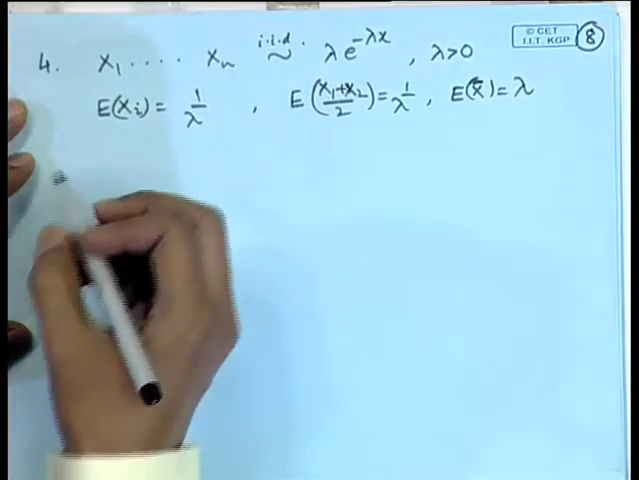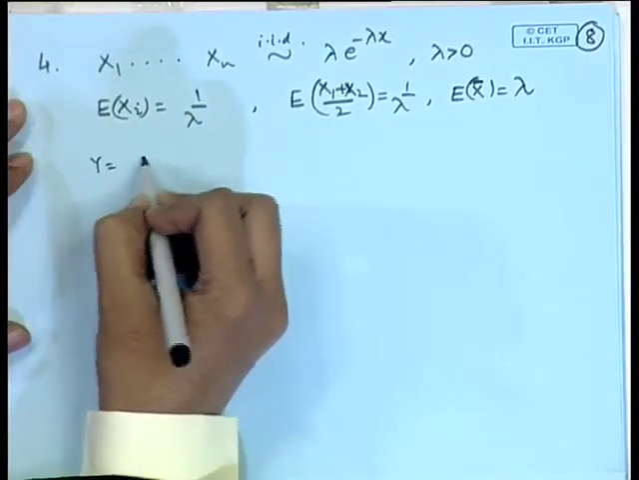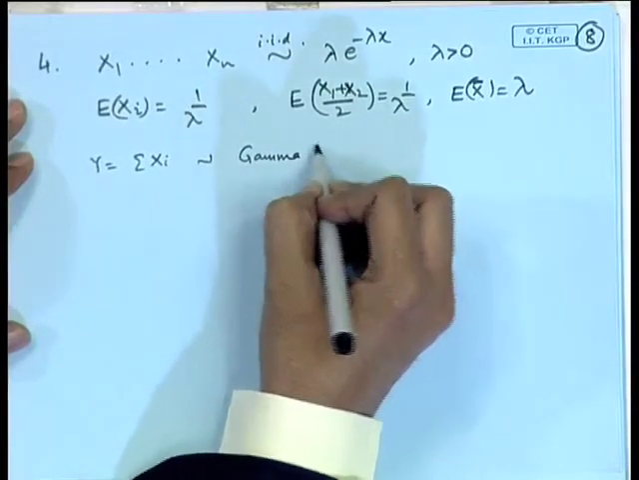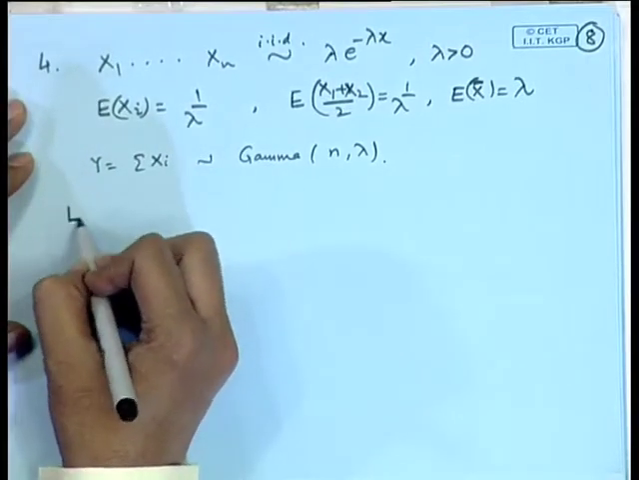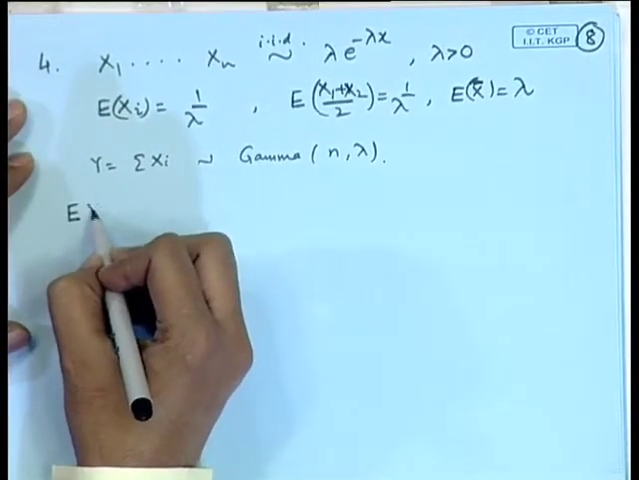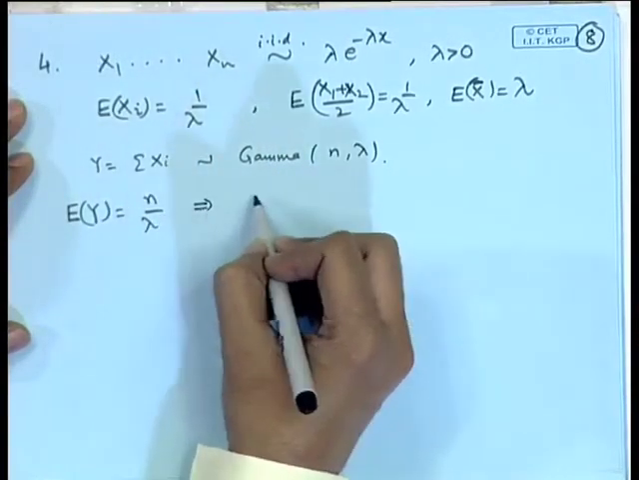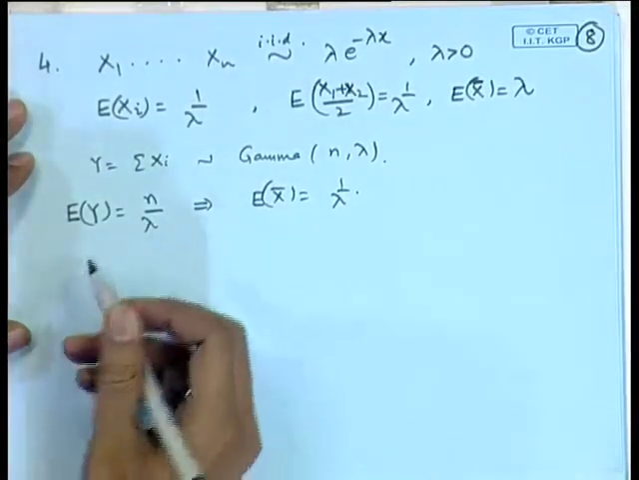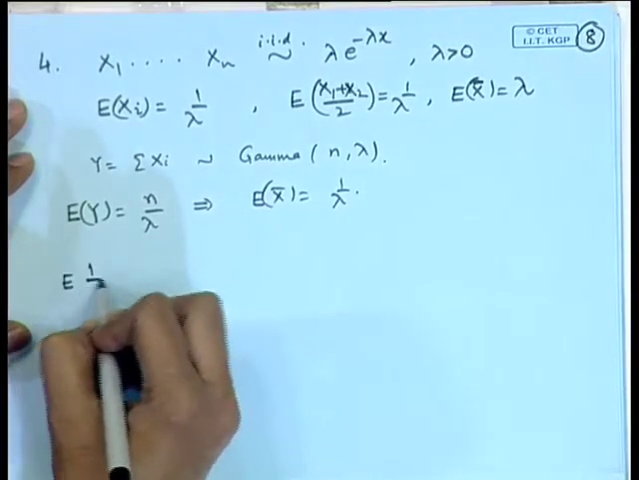If I am interested to estimate say lambda itself, then I may consider, for example, here I may define say y is equal to sigma x i, and that will follow gamma n lambda. So, then we know expectation of y is equal to n by lambda. This implies expectation of x bar is equal to 1 by lambda. I may consider the reverse. What is expectation of say 1 by y?